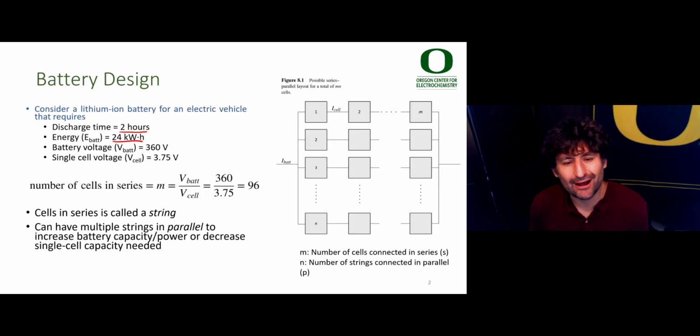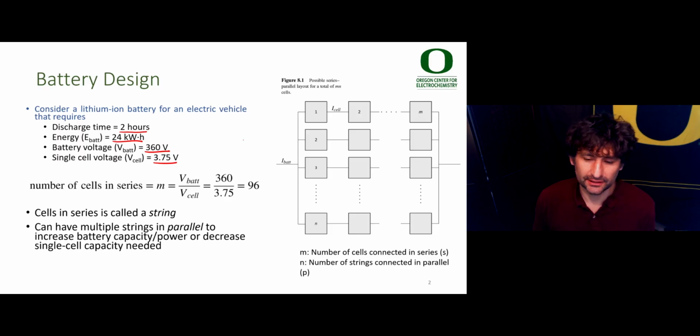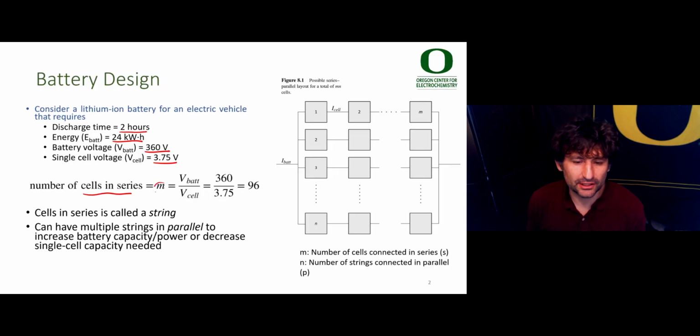It needs a battery output voltage of 360 volts and has a single cell voltage of about 3.75 volts, typical for a high energy density lithium-ion battery cell. Now, we could calculate the number of cells you need in series, we're going to call that M, in order to get that required voltage. So we take the voltage of the battery and just divide by the voltage of an individual cell, and you see we need 96 cells in series.